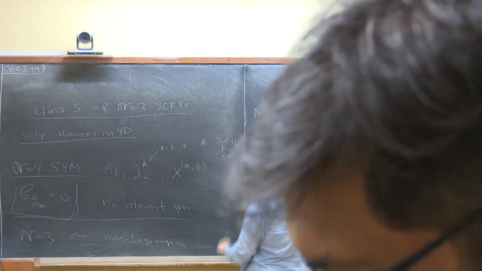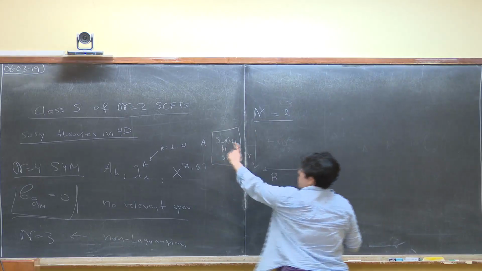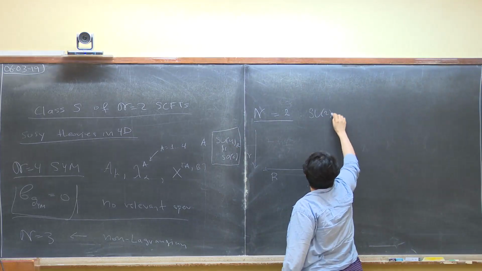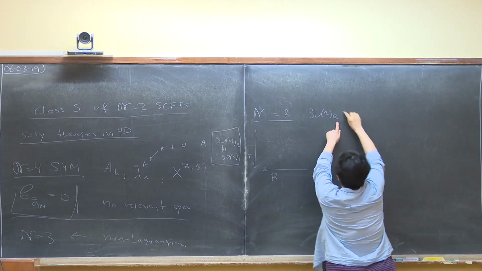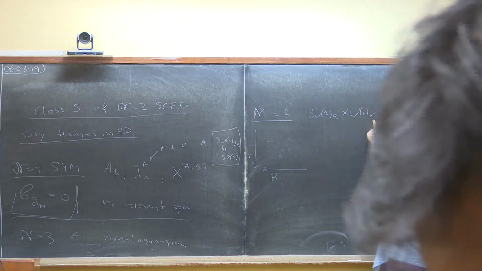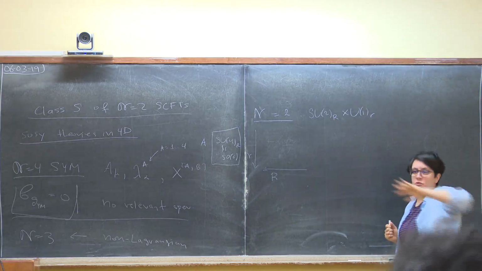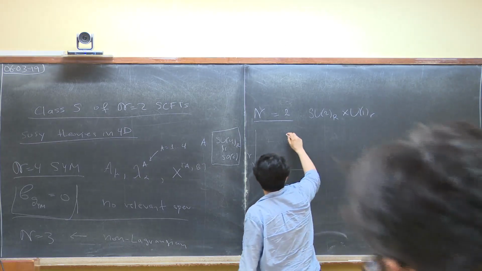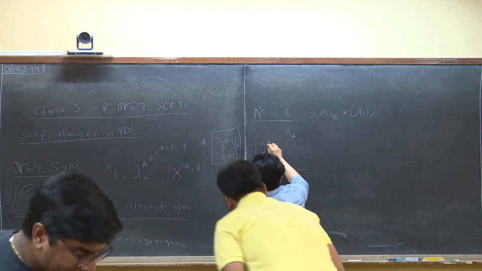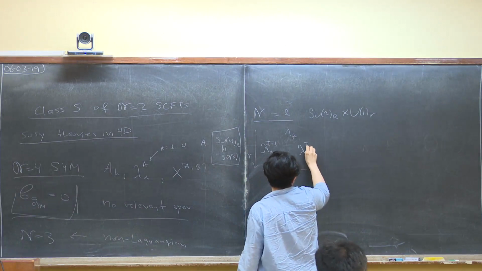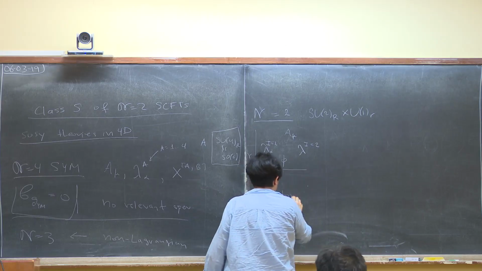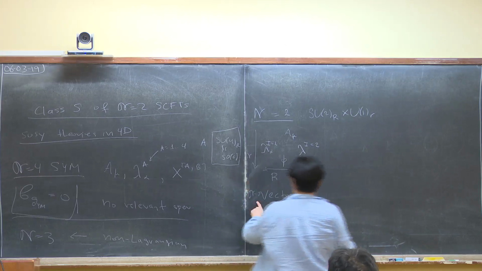So here I said that n equal to 4 has this SU4 R symmetry. N equal to 2 theories have an SU2, and let me put a big R here, times a U1 R symmetry. So little r will be the charge, the U1 R charge, and capital R will be the Cartan of SU2 from now on. And now let me write this, the vector multiplet, the n equal to 2 vector multiplet.